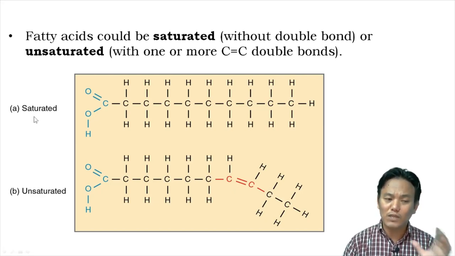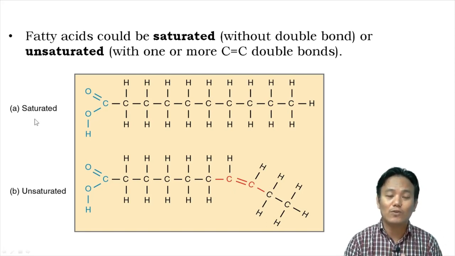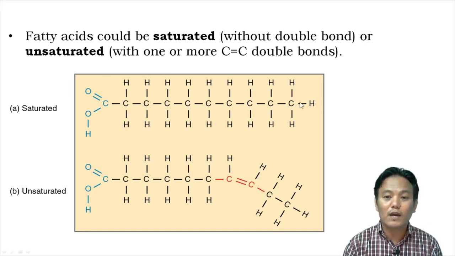Now if you know the meaning of the word saturated, it means full capacity. In saturated fatty acids, all the carbons are saturated with hydrogen atoms. But in this one, because of this particular double bond, the carbons are not saturated with hydrogen, so it is called unsaturated.